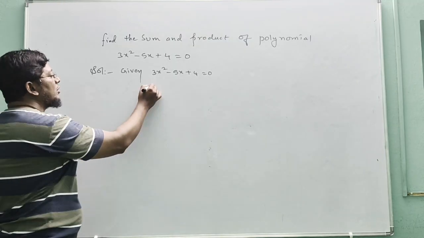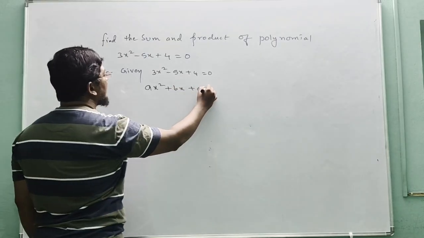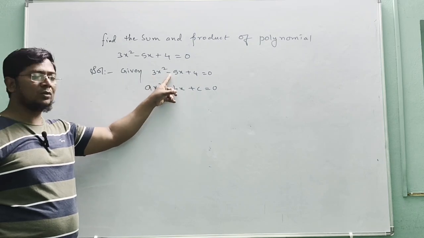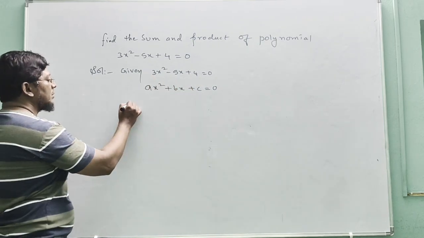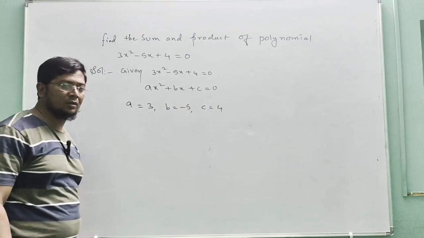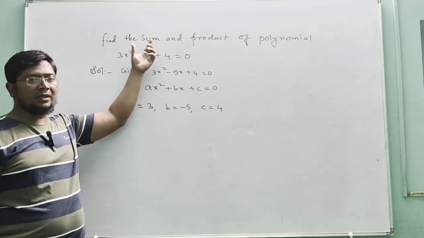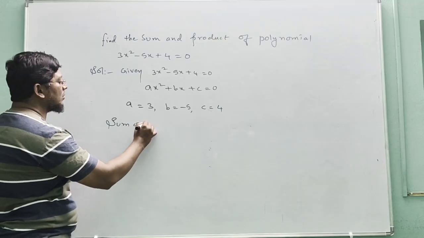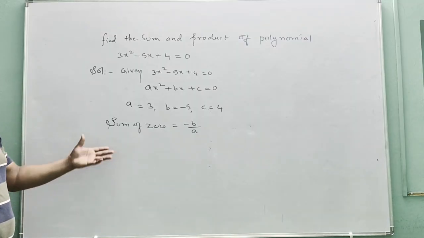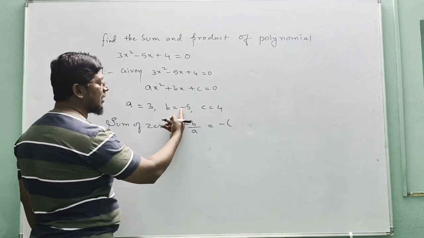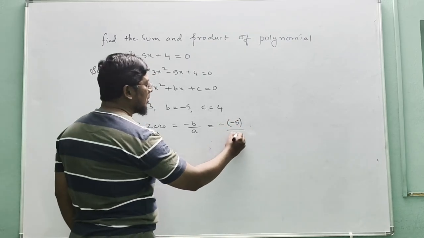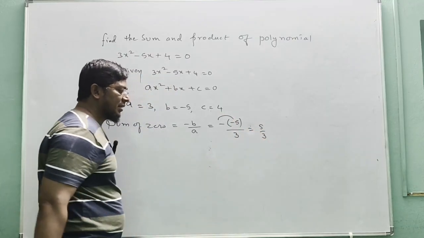The quadratic polynomial is in the form ax square plus bx plus c equal to 0. We have to compare: what is the a value? 3. What is the b value? Minus 5. What is the c value? 4. a is equal to 3, b is equal to minus 5 and c is equal to 4. The first value which we have to find is the sum. Sum of zeros is equal to, we have a formula, students, minus b upon a. Directly we substitute minus b. What is the b value? Minus 5 upon a. What is the a value here? Yes, a is equal to 3. So minus minus gives plus. What do we get? 5 by 3.